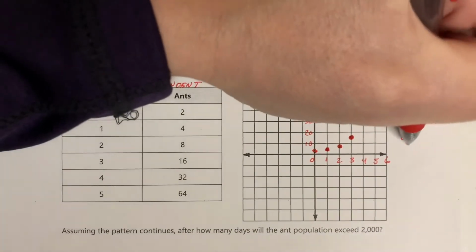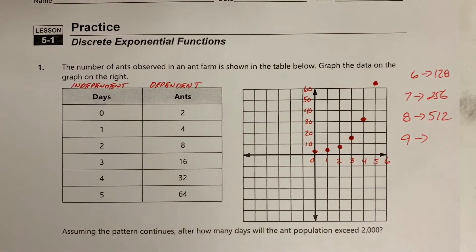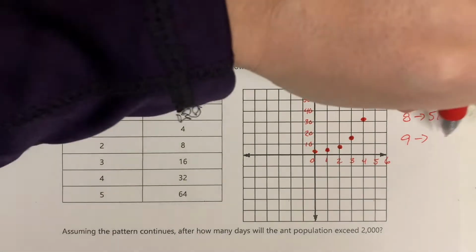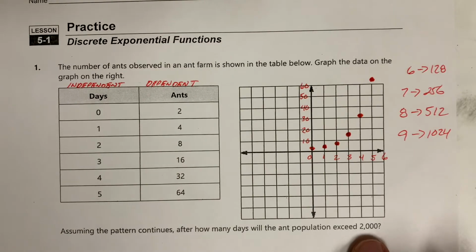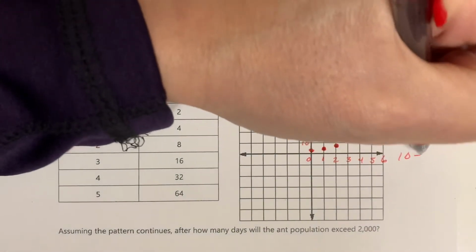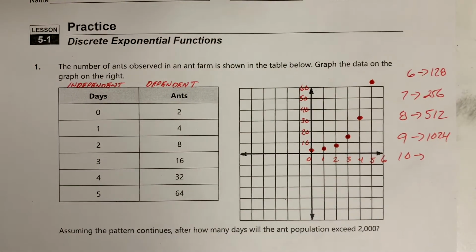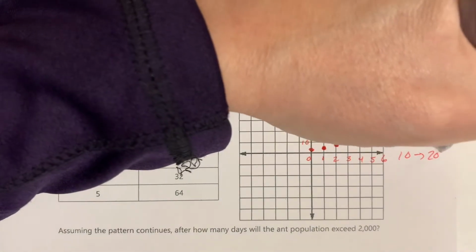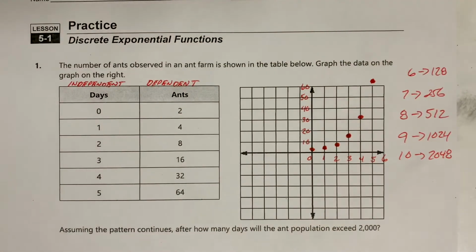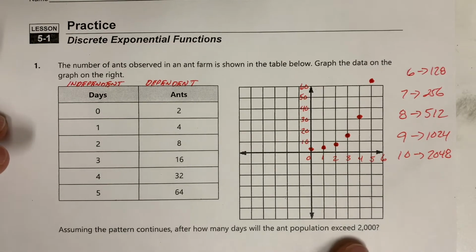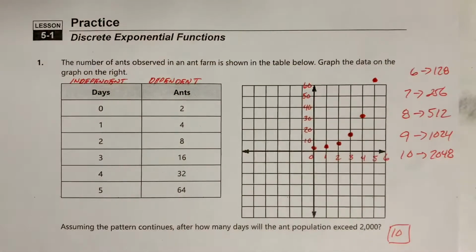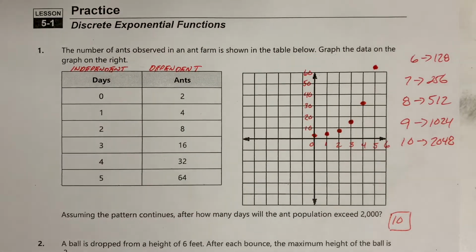At 9 days, another doubling. Multiply by 2 again and you get 1024. But we're still not exceeding 2,000 yet. If we do one more, multiply by 2, you get 2048. And now we've exceeded 2,000. So assuming the pattern continues, after how many days will the ant population exceed 2,000? We now know that the answer is after 10 days.